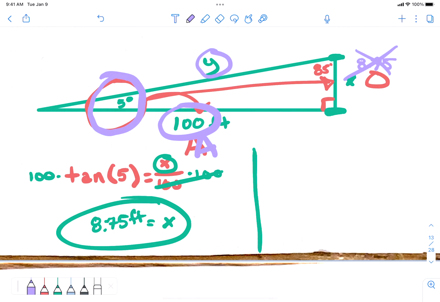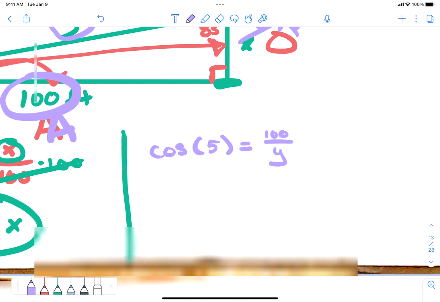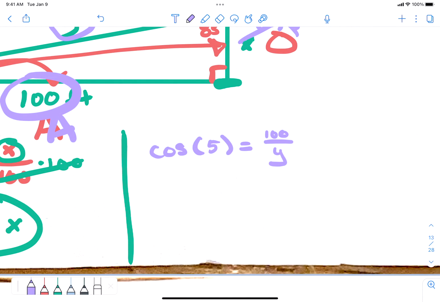And then what is Y? The hypotenuse. So we want the adjacent and hypotenuse. So which trig function are you going to use now? Cosine this time instead. Okay, and we do cosine of what? 5. Cosine of 5 equals, and it goes adjacent over hypotenuse. 100 over Y. Ooh. This one is a little tricky because the Y is now on the bottom. So how do we do this?